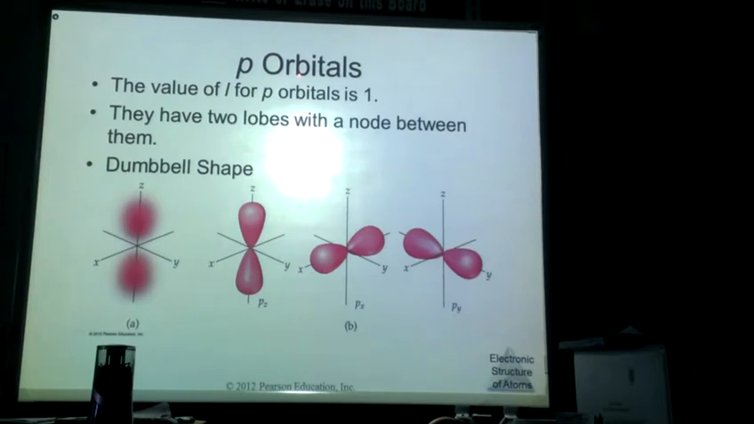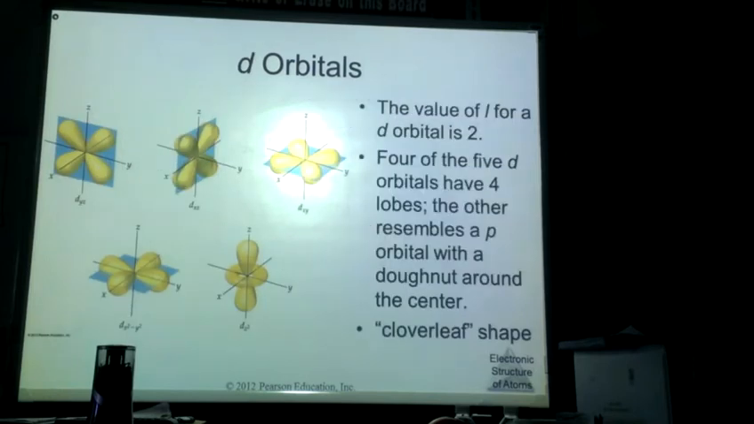So we said before that there are 3 different p orbitals, and that's because they have 3 different orientations. I could have a p orbital along the z-axis, a p orbital along the x-axis, or a p orbital along the y-axis. So it's just the way I can orient that dumbbell in 3D space.